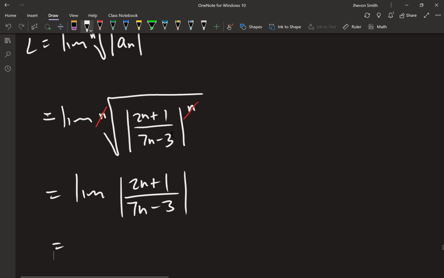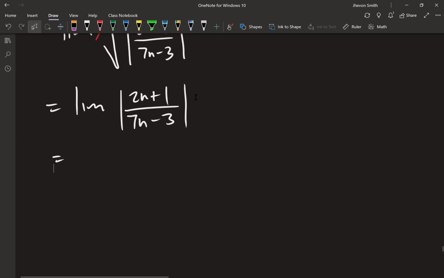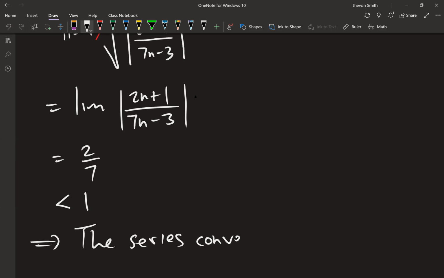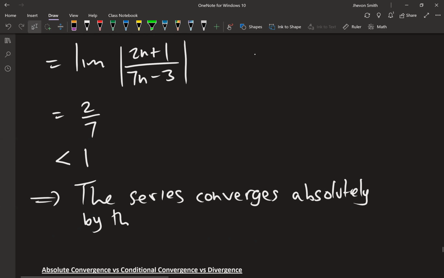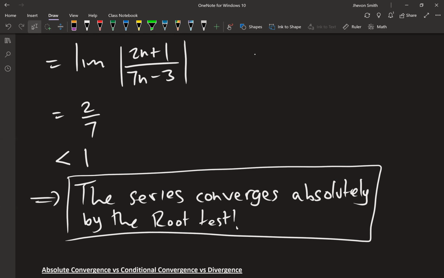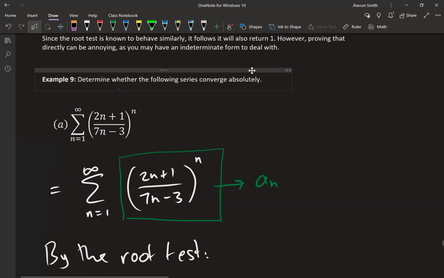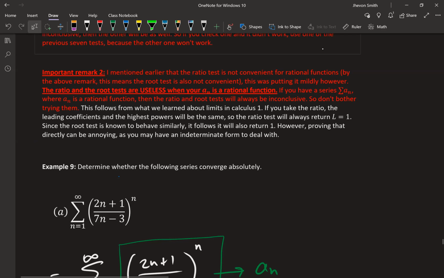And what's that limit? Right, 2/7, the ratio of leading coefficients. One nice thing about 2/7 is it's less than 1, which means the series converges absolutely. And that's that. That's the root test. That's the last test that we actually want to cover.